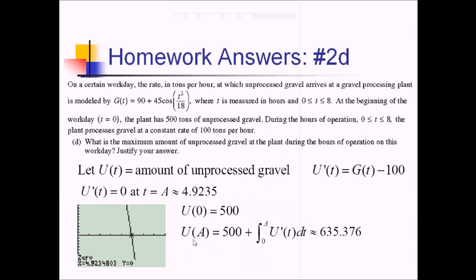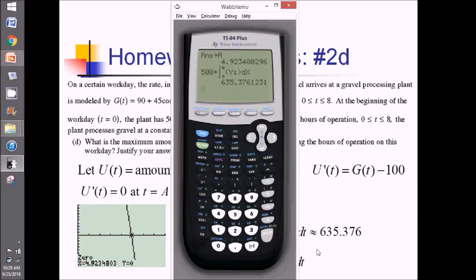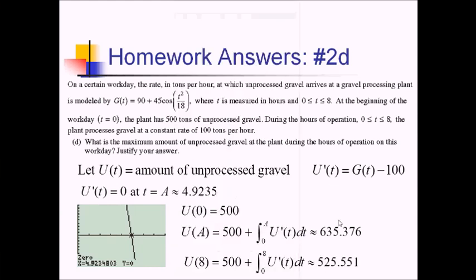And now let me do the same thing at the other endpoint of 8. That's going to be 500 plus the integral from 0 to 8 of all this. That's a little easier on the calculator because I can just go to my input from before and replace this A with 8. And now press enter to get 525.551. So out of all of these then, our maximum amount of gravel happened at time A. It was 635.376 tons of unprocessed gravel.